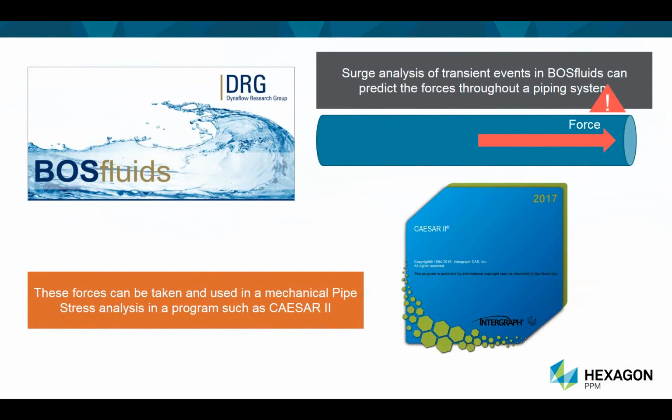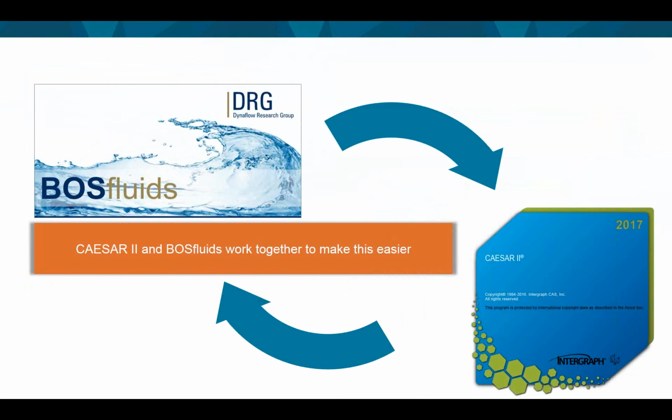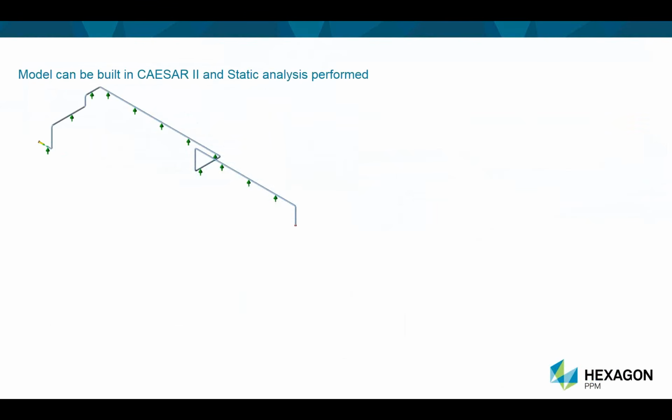So, as we've seen, surge analysis of transient events can be performed in software such as BOSfluids to predict the forces throughout the piping system, and we can then take those forces and use them in a mechanical pipe stress analysis program such as CAESAR II. The key thing here is that CAESAR II and BOSfluids work together to make this process much, much easier. So how does this process work?